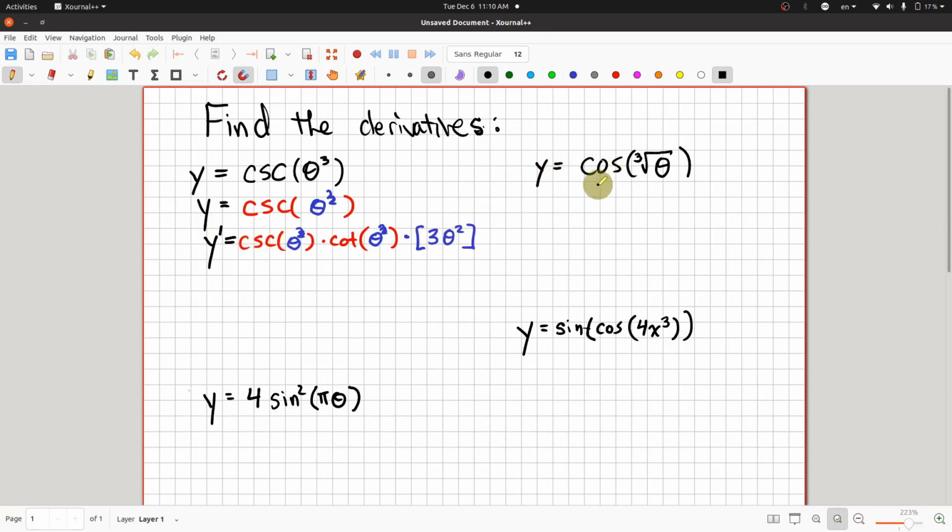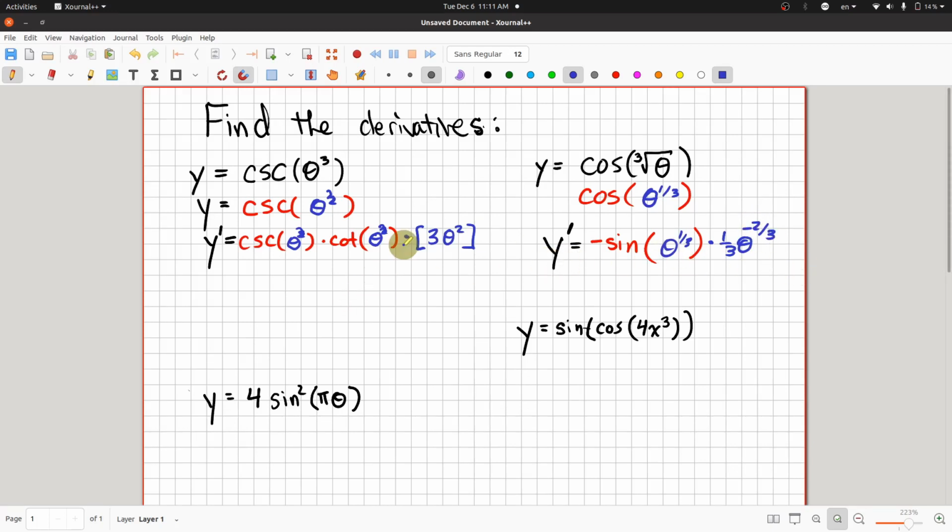Next example, here we have cosine, a much more familiar trig function. That's the outside function. And what do we usually do when we have a root of the variable? We're going to rewrite that as a fractional power. Here it's a cube root, so I'm doing a 1/3 power. What is the derivative of cosine? I remember that it is negative sine. Inside stays the same. And now we multiply by the derivative of the inside. Here we have theta to the 1/3. If I subtract 1 from 1/3, I'm going to get a negative 2/3. So we will have times 1/3 theta to the negative 2/3. And our work is done.